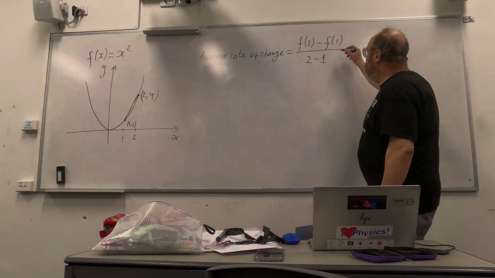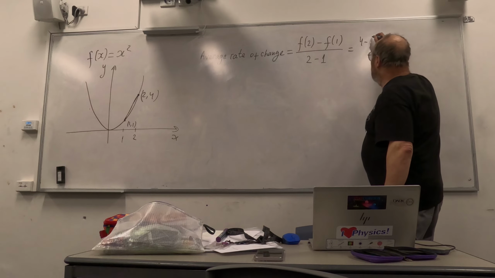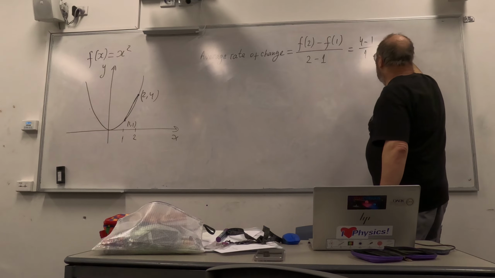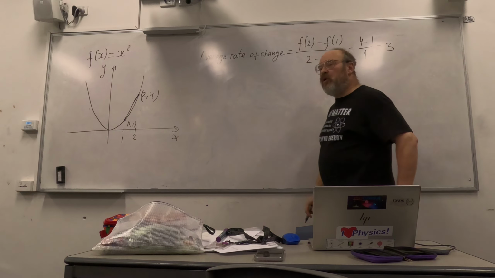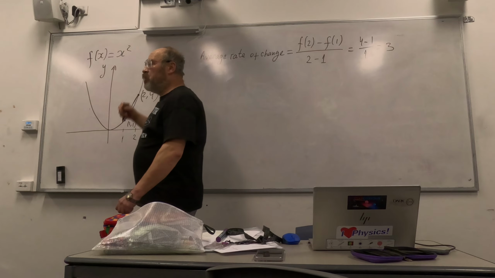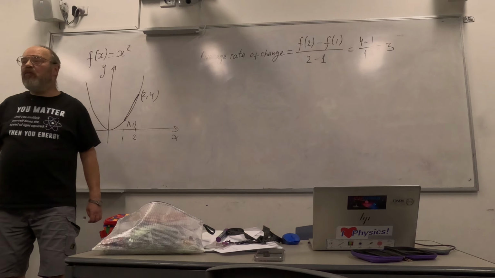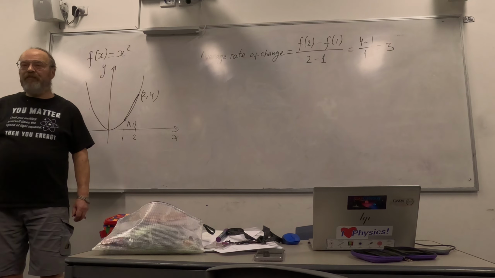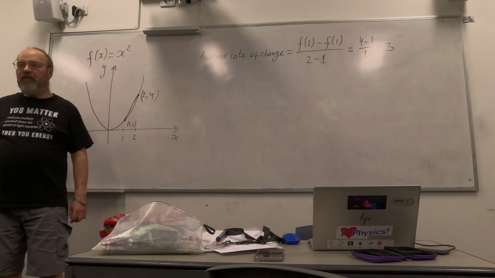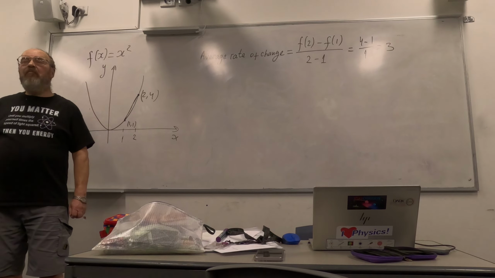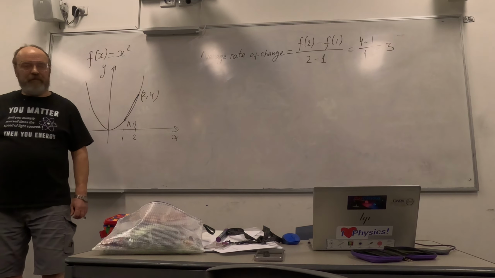So obviously in this case it's equal to 4 minus 1 divided by 1, which equals 3. So the average rate of change of the function x squared on the interval from 1 to 2 equals 3. Now, let's make the interval smaller.